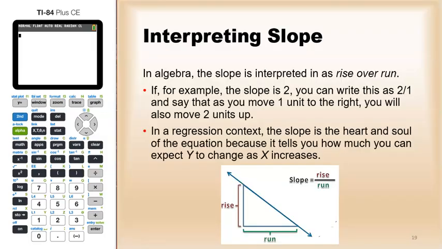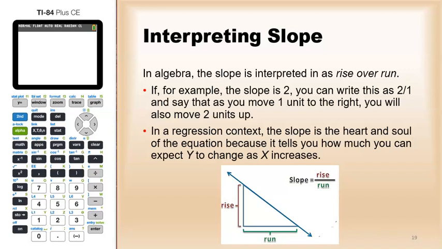Now, interpreting slope. In algebra, the slope is interpreted as rise over run. So if, for example, the slope is 2, we can think of it as 2 over 1 and say that if you move 1 unit to the right, you'll move 2 units up. So the rise is 2, the run is 1. As you move up 2, you move to the right 1, or vice versa. Move to the right 1, up 2.